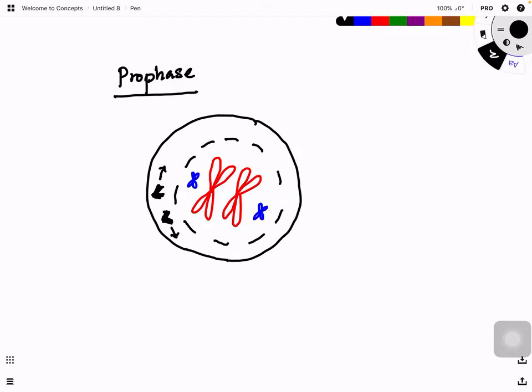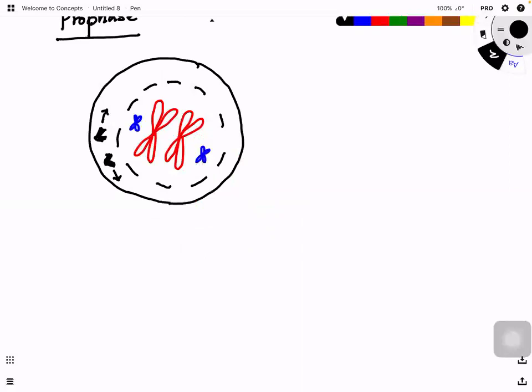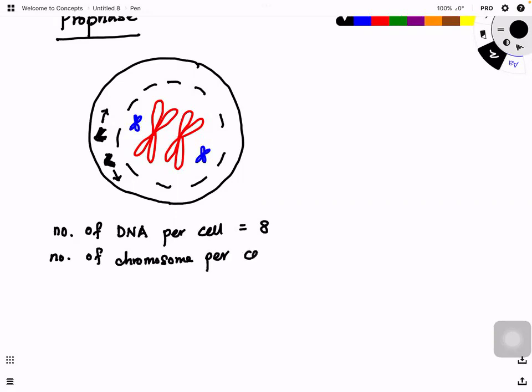So it depends on which phase. It depends on which, prophase, early prophase, or what we call the pro-metaphase. Okay, so let us do the analysis here. First, what is the number of DNA per cell? So per cell, we still have 8 DNA. Number of chromosome per cell is 4. So this chromosome actually refers to metaphase chromosome.